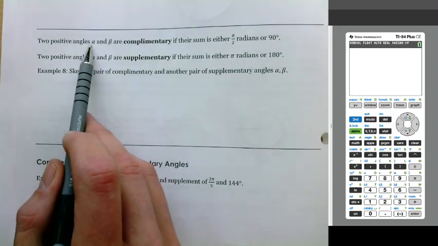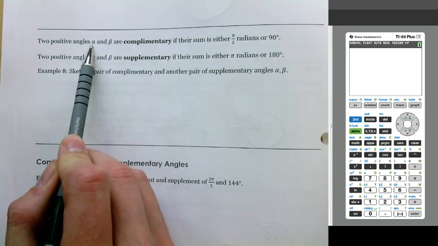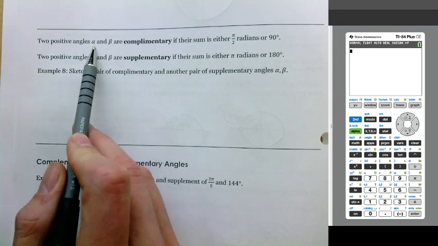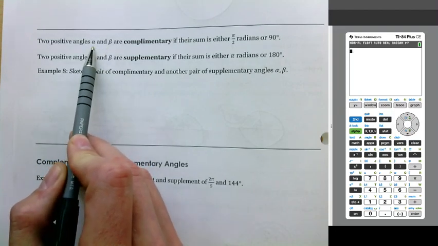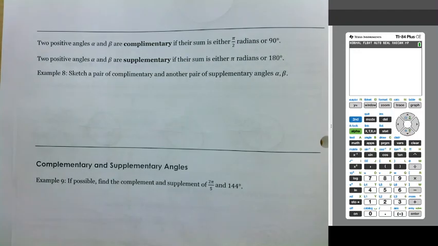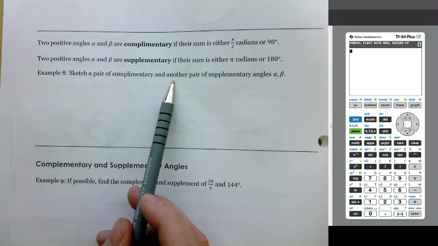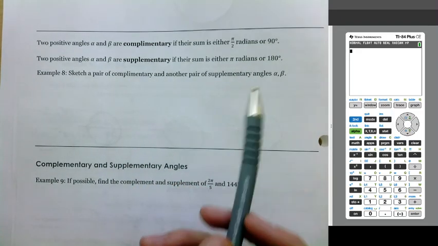And don't get too caught up on the Greek. These are just letters like A and B. We just use alpha and beta. Typically, we use Greek letters to represent angles. Okay, so sketch a pair of complementary and another pair of supplementary angles, alpha and beta.